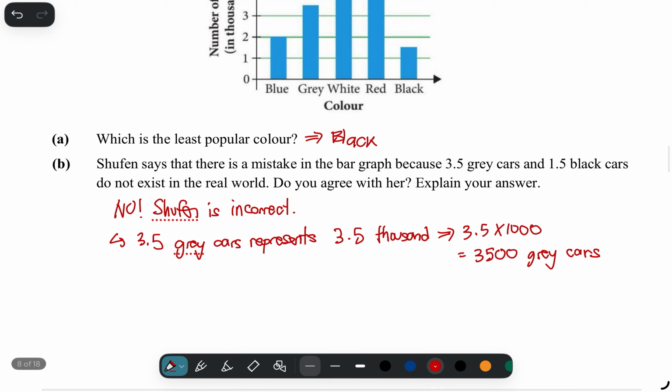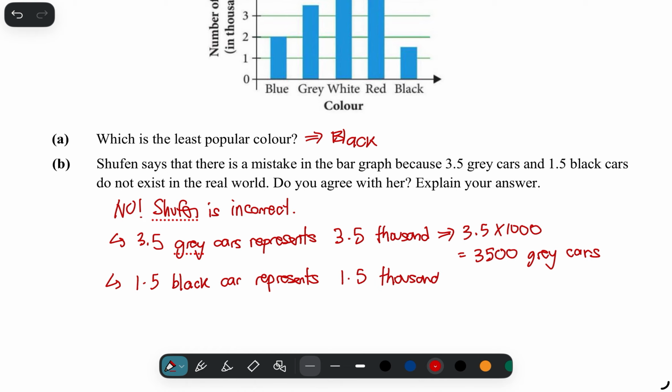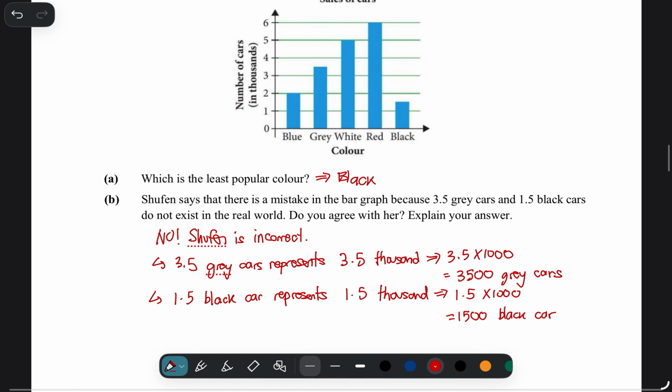Likewise, over here, the black car, 1.5 black car represents 1.5 thousand. Okay, and then over here, 1.5 thousand times 1000. This means I have 1,500 black car. Okay, alright, this is for example number 5.